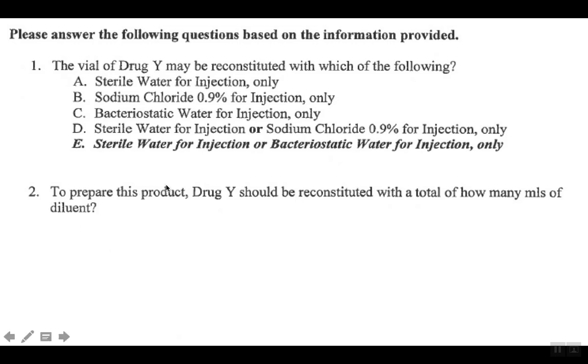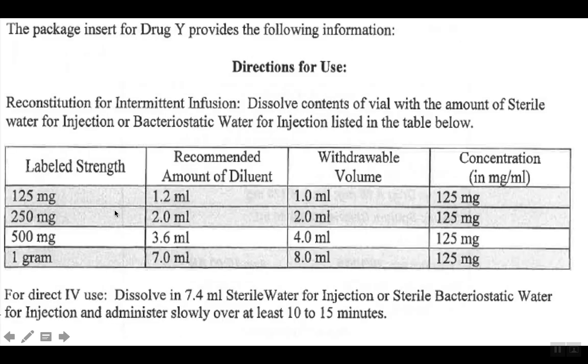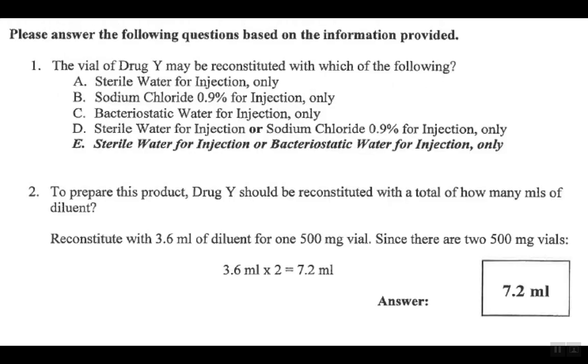To prepare this product, drug Y should be reconstituted with a total of how many mLs of diluent? Well, for each vial of drug Y, we need 3.6 mLs, right? But in this case, we need 2 vials because the dose is what? 750 milligrams, and the pharmacy only has 500 milligram vials. So in this case, you need 2 vials, right? So you get 3.6 mLs for 1 vial, so you would need 7.2 mLs.